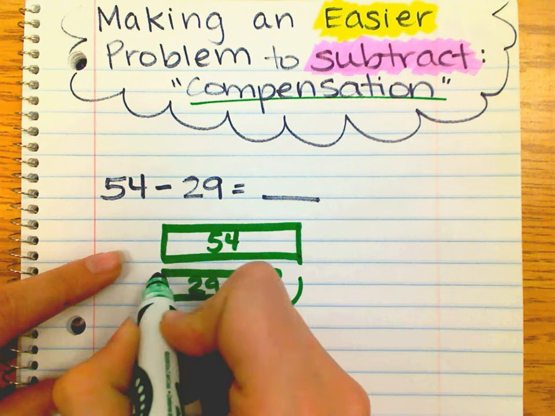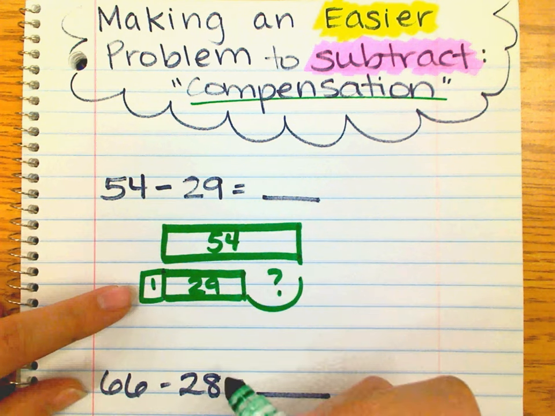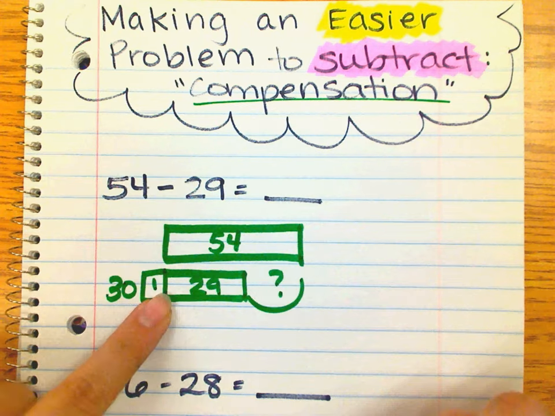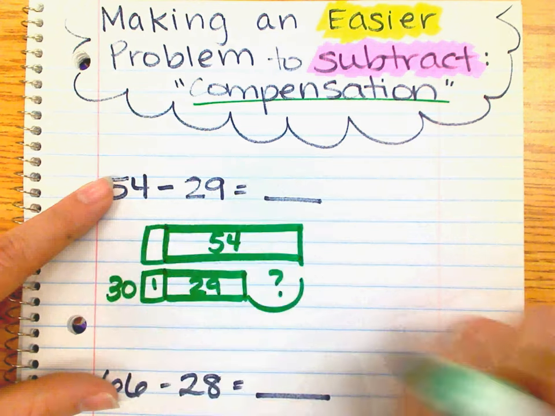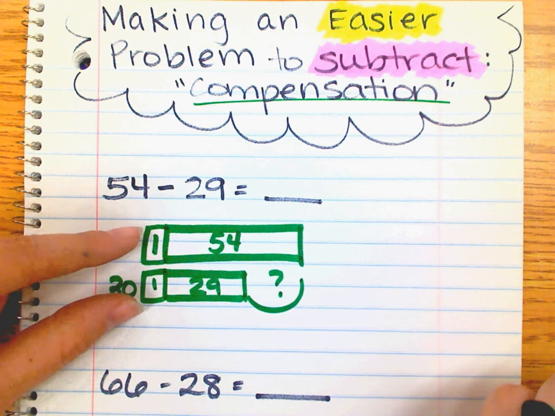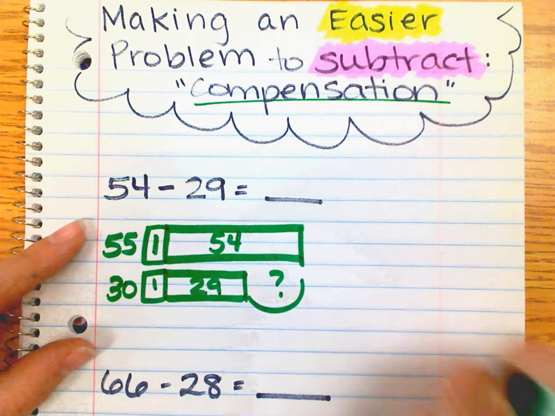So 29 only needs one more to make a friendly number, or a multiple of 10. 29 and 1 make 30. If I add 1 to this number, I have to add the same amount to my other number. Just like we did with our cubes, we have to add the same amount to both numbers for the difference to stay the same. So 54 plus 1 is 55.